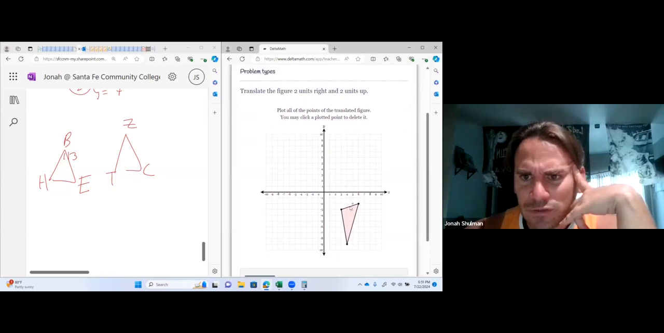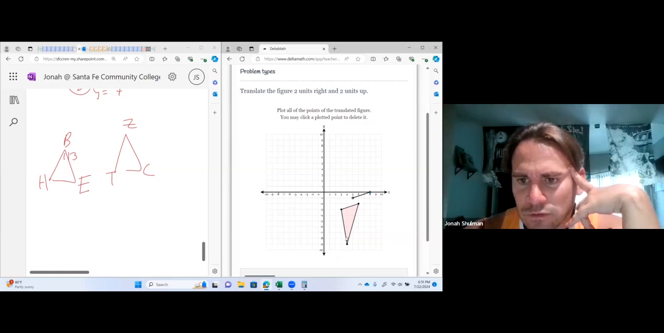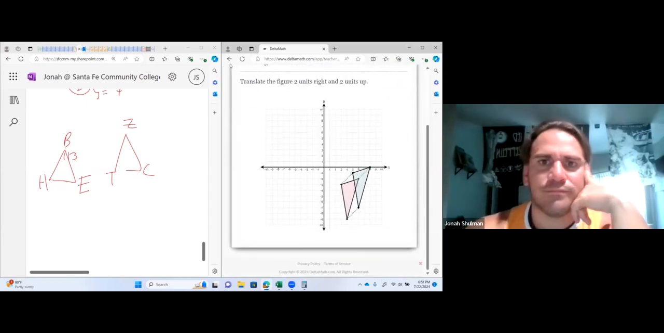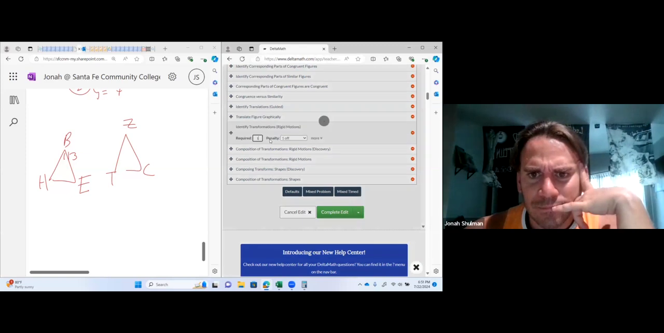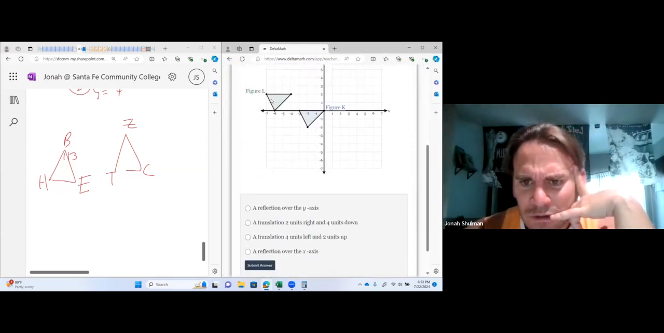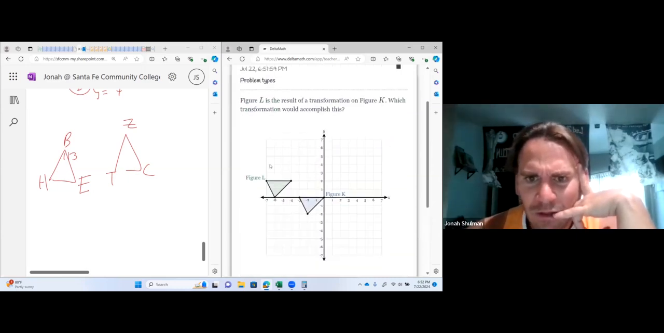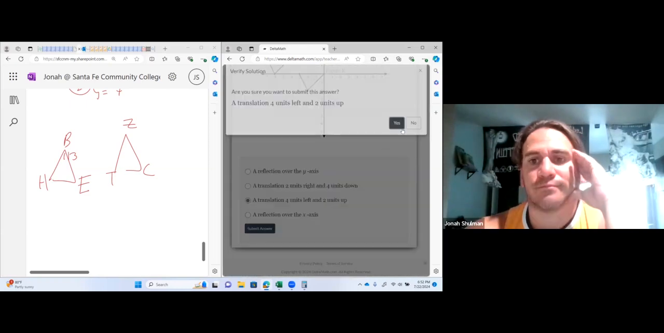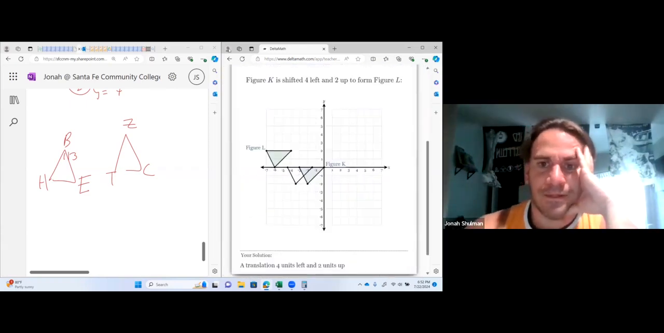Two units to the right and 2 units up. 2 units up, 2 to the right. This was a translation. 2 right and 4. Oh, wait, which one's first? L. Okay, so K is first. So it's left 4 and 2 up. Nice.